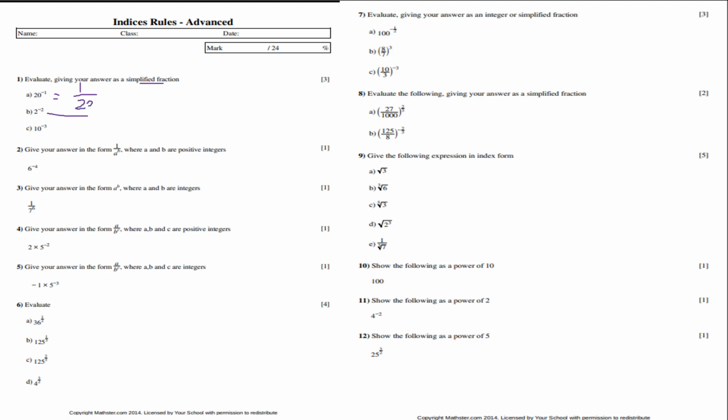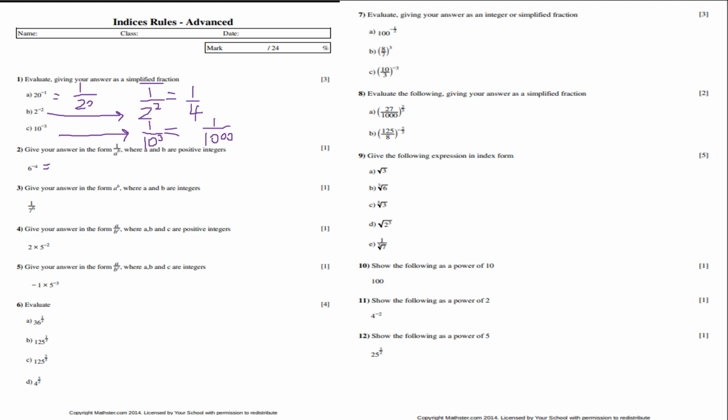The next one will be 1 over 2 squared, which is equal to 1/4, or 1 over 4. For part C, 10 to the minus 3, that'll be 1 over 10 cubed, which is equal to 1 over 1,000, or 1/1000ths.